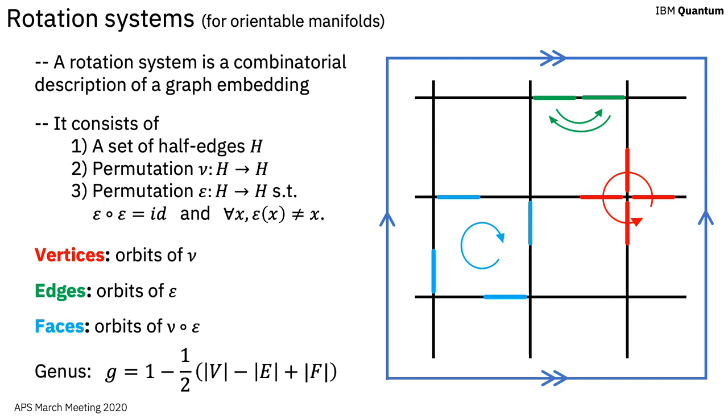And so now the things we associate with graphs, the vertices, edges, and faces, correspond to orbits of nu, epsilon, and nu composed with epsilon, respectively. So for instance, this is why epsilon needs to square to identity, because epsilon maps you from one half edge to the other half edge that both combined make up one edge of your graph. So you can see on the right here some examples of how a face corresponds to an orbit of nu composed with epsilon, how a vertex corresponds to an orbit of nu, how an edge corresponds to an orbit of epsilon. And then you can just figure out the genus of this surface using Euler's formula and counting the number of orbits.